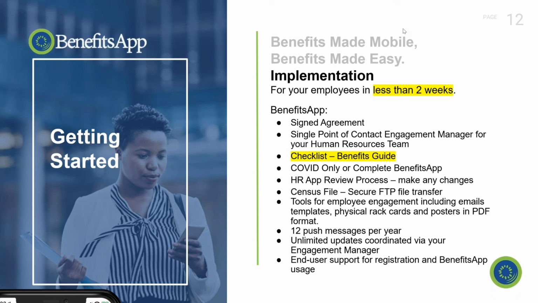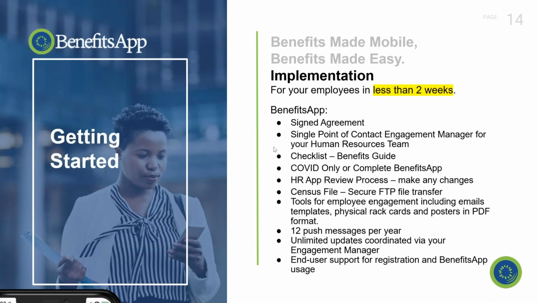And I'll just go through quickly the implementation and timeframes. Where do we go from here? Basically, we're very quick to market. From the time we get assigned an agreement, we will assign you a contact engagement manager, and that person can work with your human resources team or your benefit administrator. And basically, the first thing we do is we send you a checklist, a benefit guide checklist.